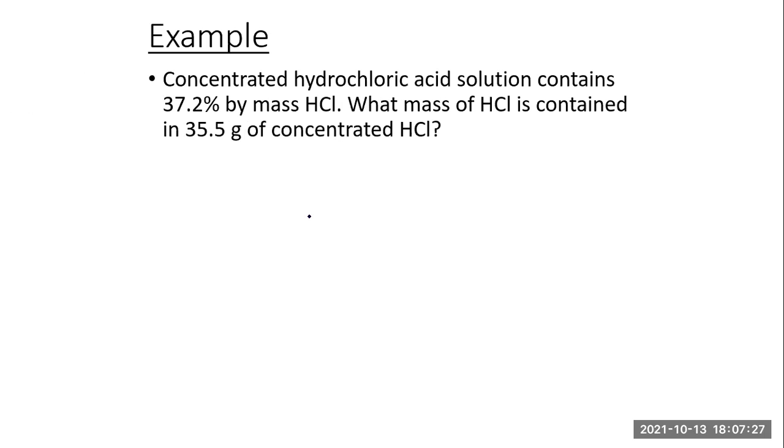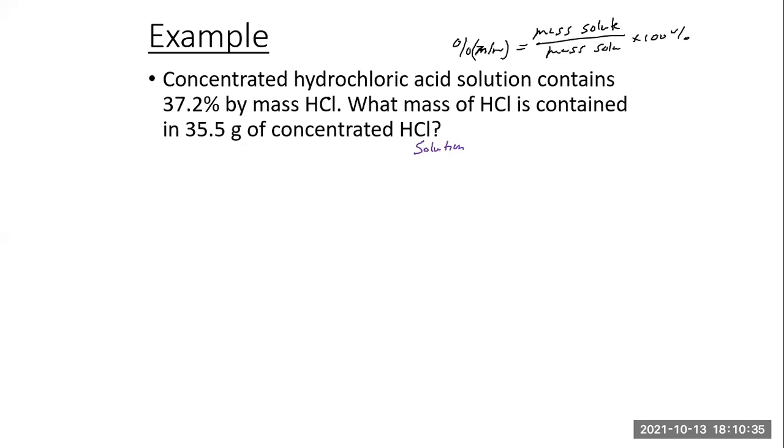What is the mass of hydrochloric acid that's contained in 35.5 grams of the hydrochloric acid solution here? I'll add that for you. All right, so see what you come up with. We're actually looking for the mass of the hydrochloric acid in this particular case. Our formula we just saw is our mass of our solute divided by the mass of the solution times 100%.